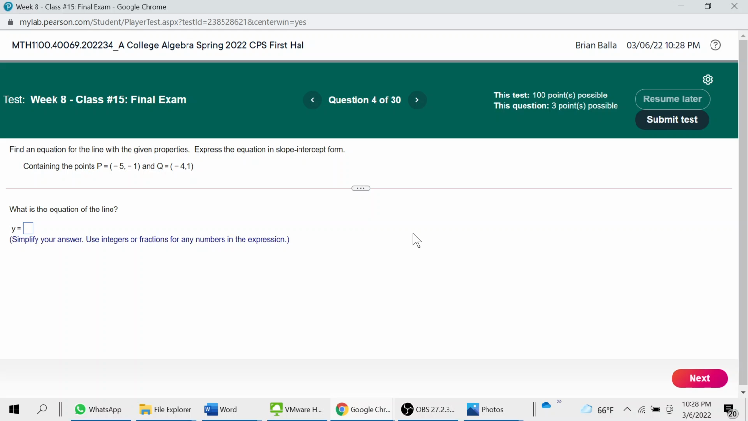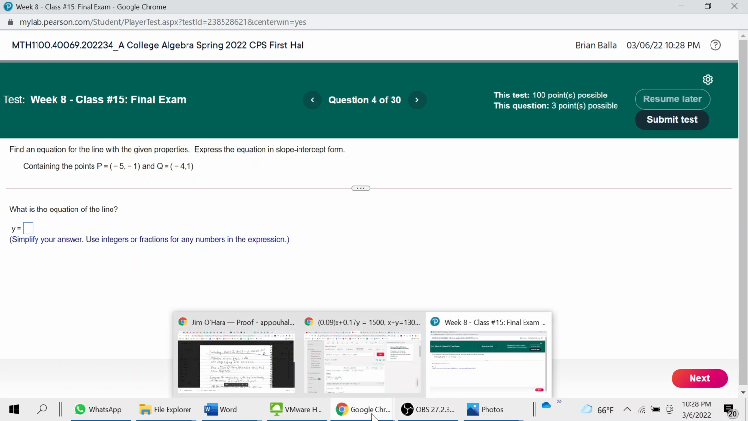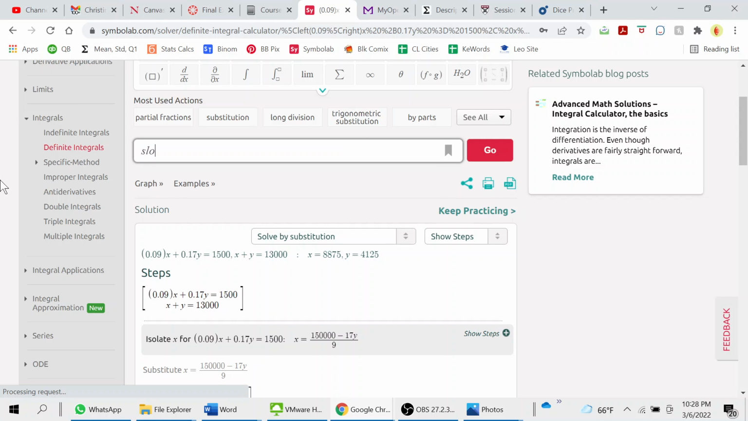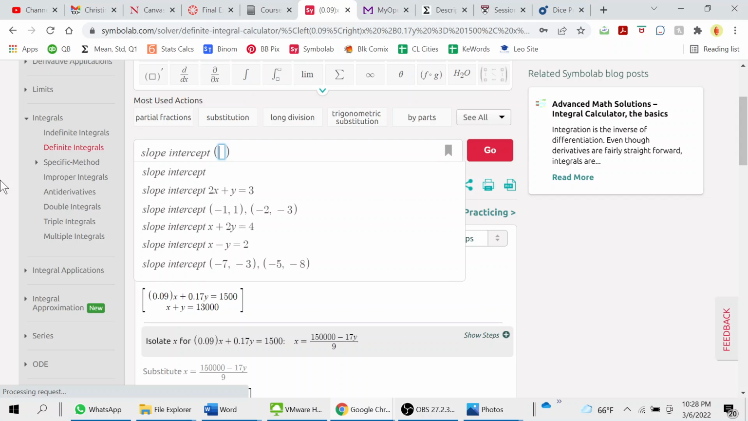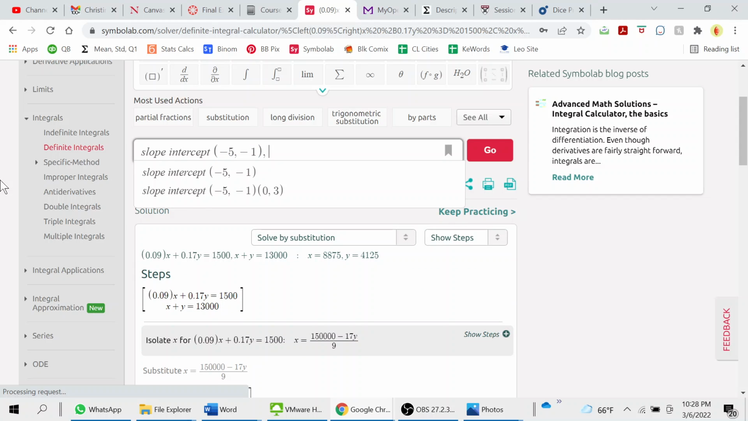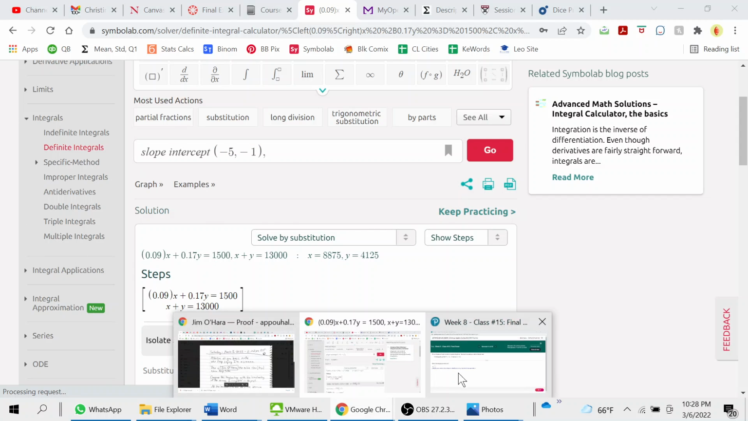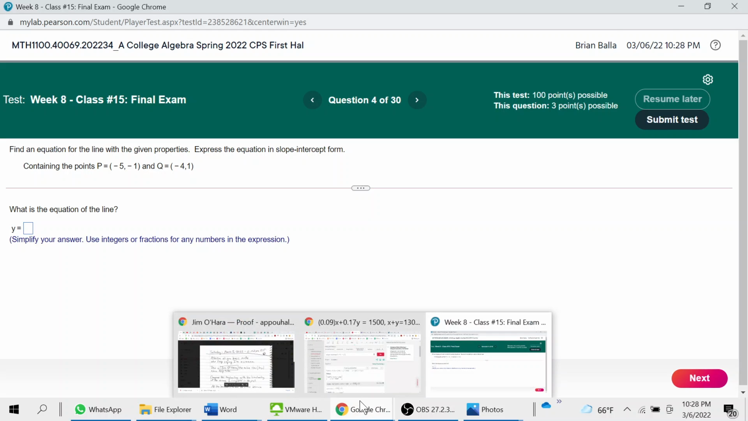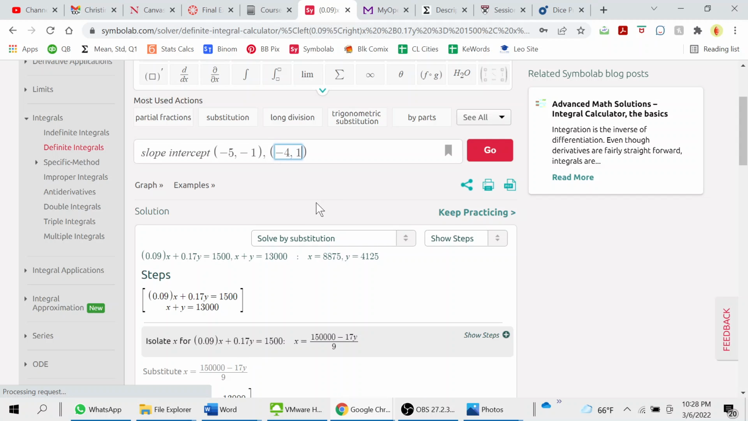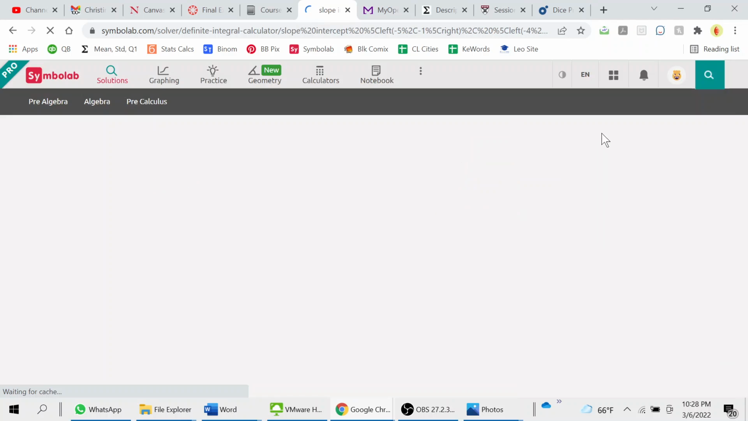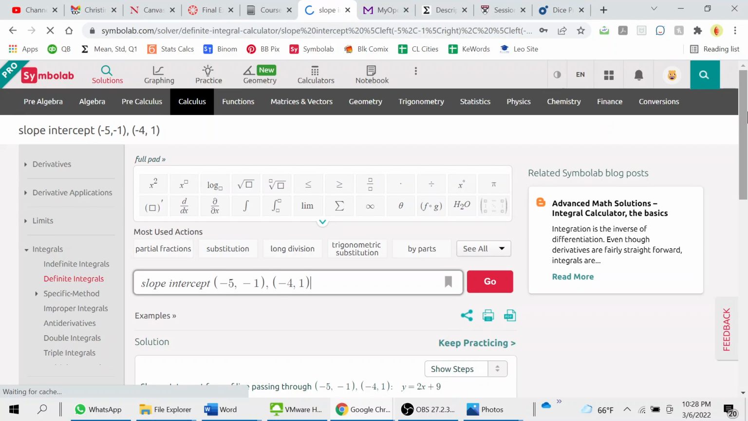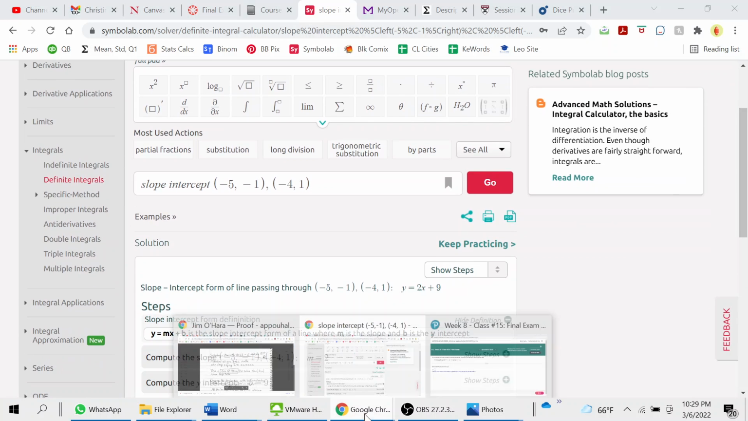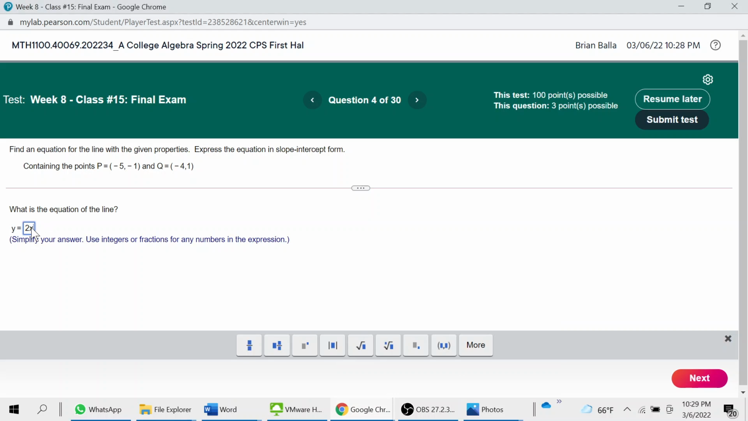Okay, find the equation of the line containing the points. This one's simple. Negative 5, negative 1, and negative 4, 1. Slope-intercept form. Y equals 2x plus 9. Got it. 2x plus 9. Perfect. Question 4 is done. Moving on.